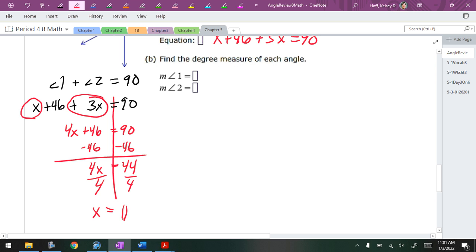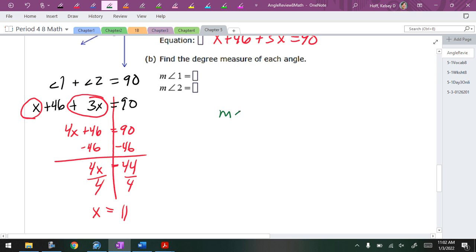Now here's the deal. That is not your answer. Nowhere up there does it say, find me the value of x. And you're like, great, Miss Hoff. You just made us do all this work and it's not even what we're trying to do. But we need it because they want to know what is angle 1 and what is angle 2. We need to plug it in.